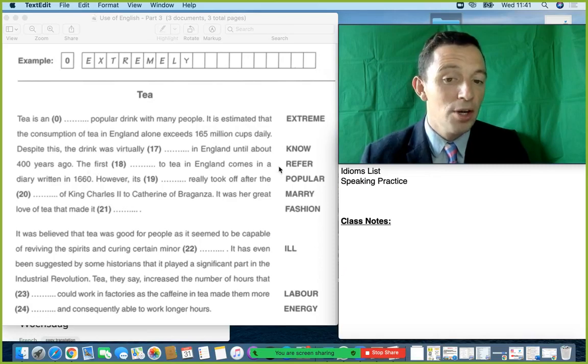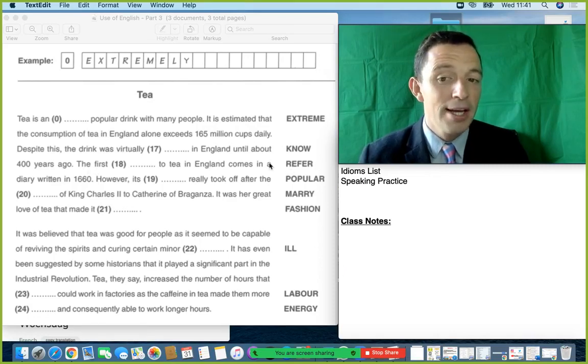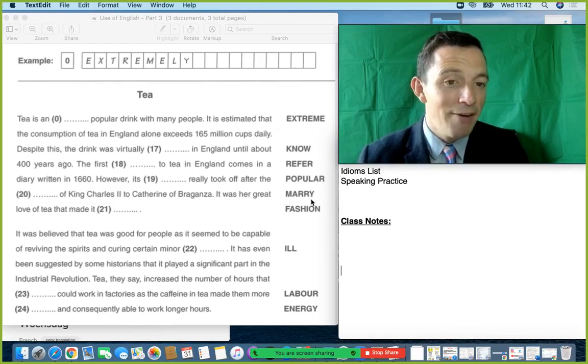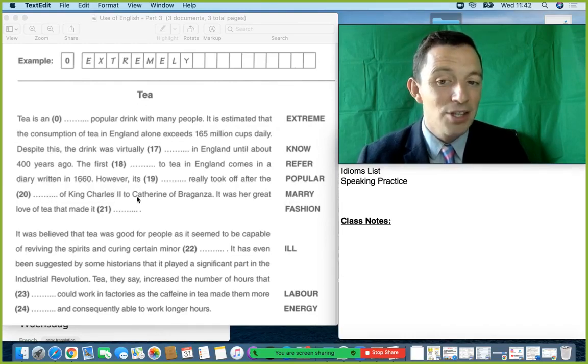The first something related to refer to tea in England comes in a diary written in 1660. However, its something related to popular really took off after the something related to marry of King Charles II to Catherine of Braganza. It was her great love of tea that made it something related to fashion.